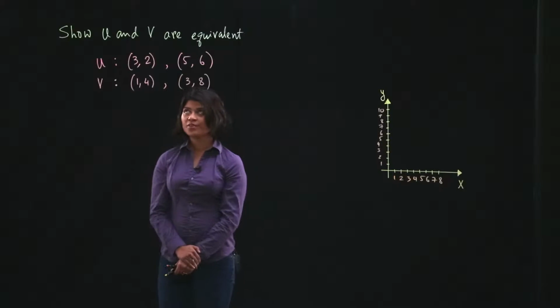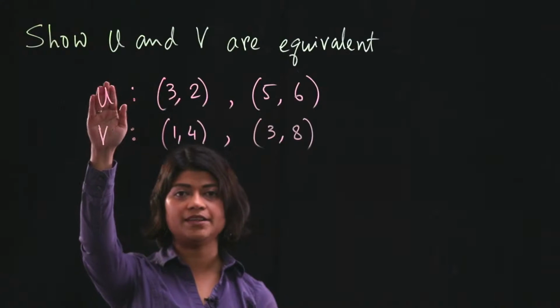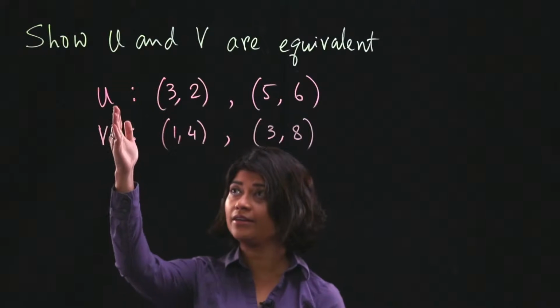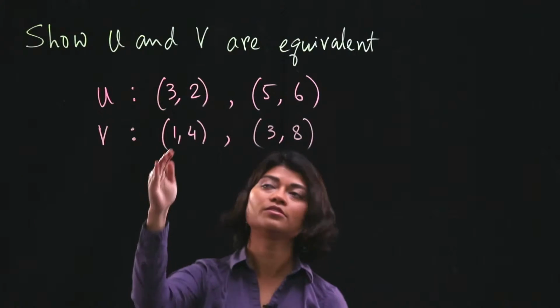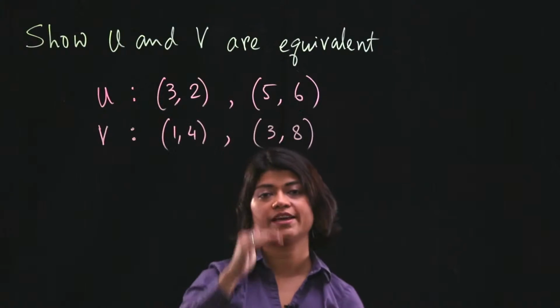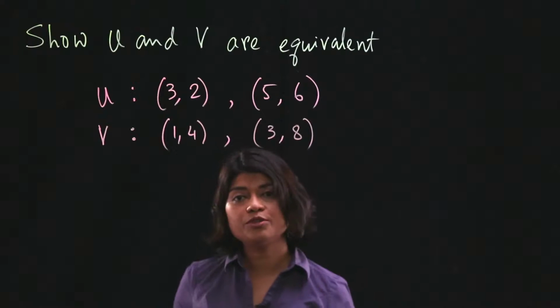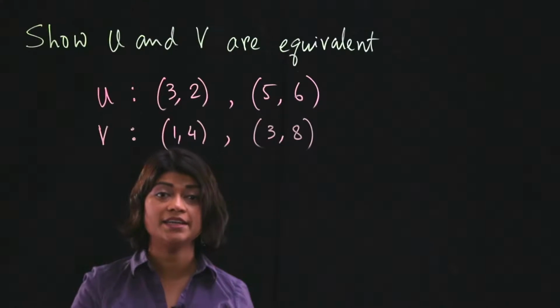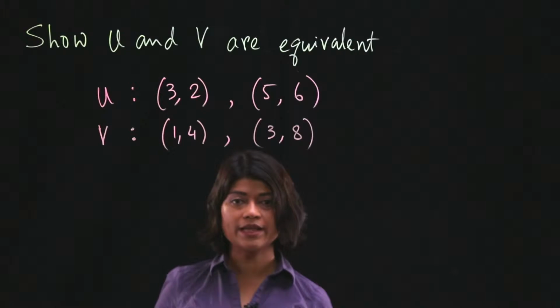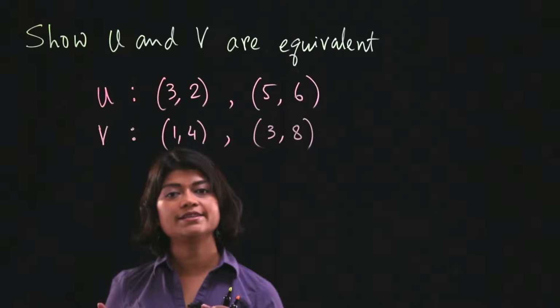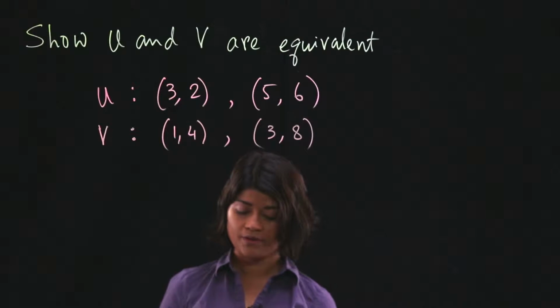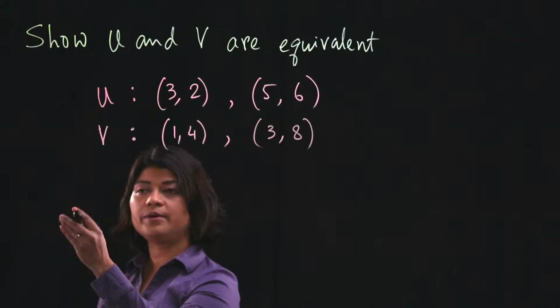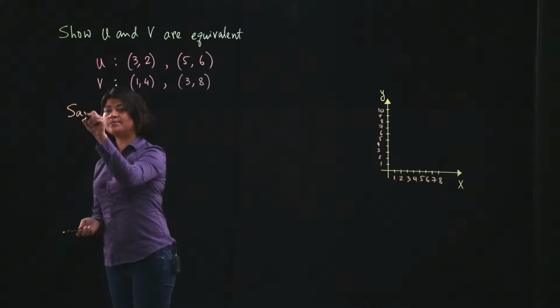Hello, I'm Papia. In this problem, we have to show u and v are equivalent, where u and v represent directed line segments from the first point to the second point. So how do we show two directed line segments are equivalent? We can show that by showing that those line segments have the same length and same direction. So let's start by showing that they have same length.